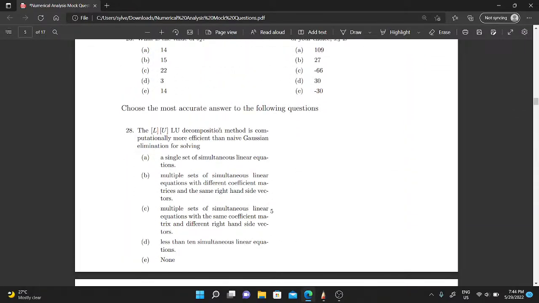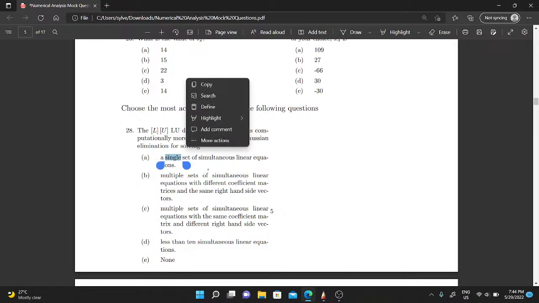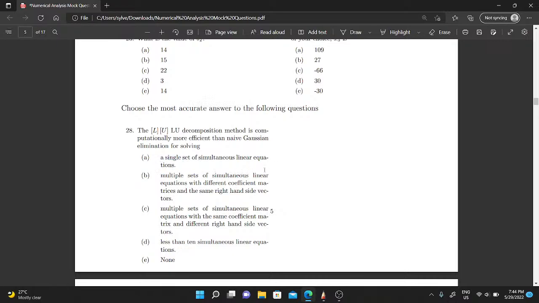So number 28, the LU decomposition method is computationally more efficient than naive Gaussian elimination for solving a single set of simultaneous equations. That's not true. B, multiple sets of simultaneous linear equations with different coefficient matrices and the same right hand side vectors. This is also not true. Multiple sets of simultaneous linear equations with the same coefficient matrix and different right hand side vectors. Now this is true. And the last one, less than 10 simultaneous equations. That doesn't depend on the number.